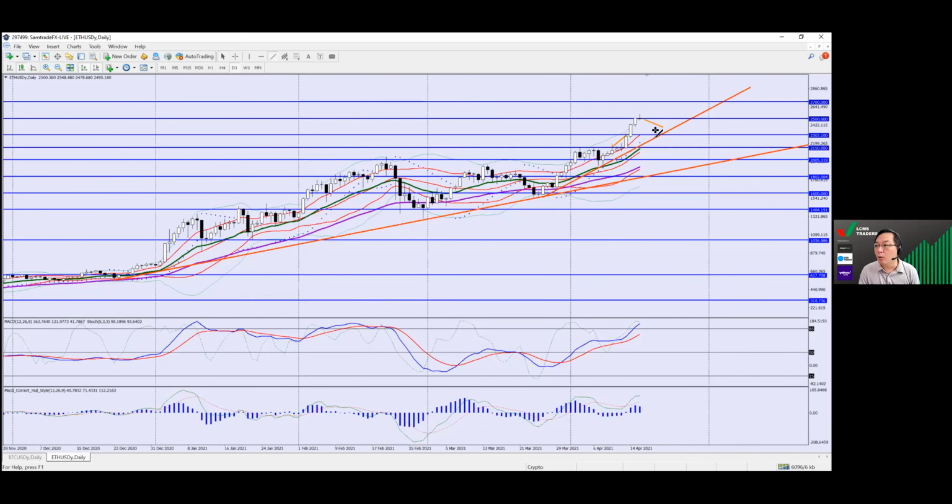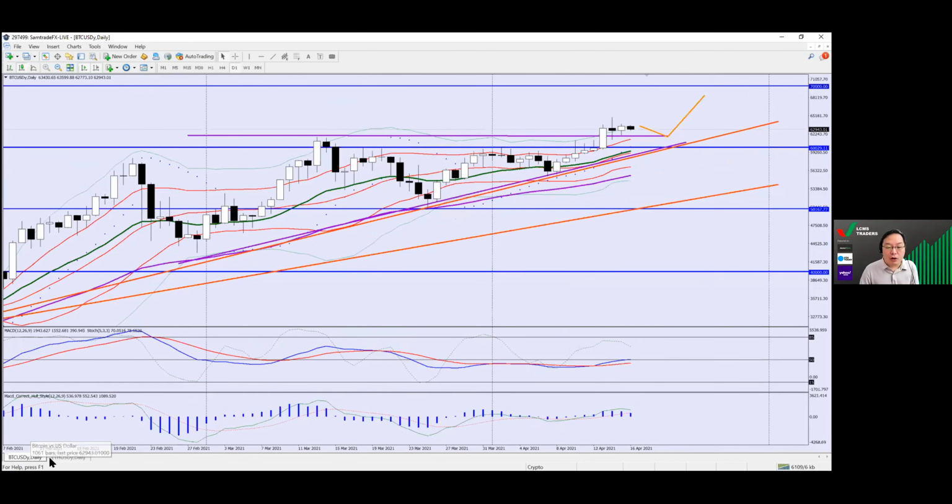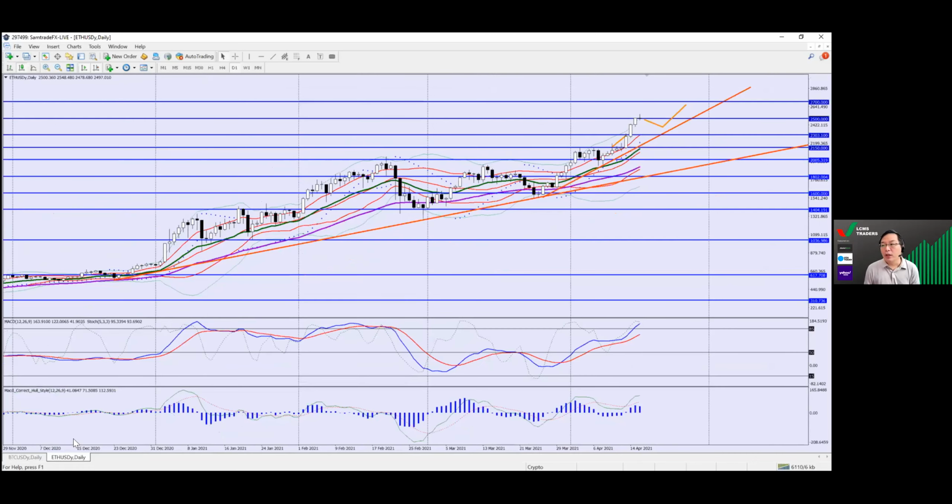Now, if it indeed breaks above the 2,500 range for the Ethereum, I'll be looking for a buy trade, following the trend moving outwards, with a possibility of going to the 2,700 range. So right now, compared to the Bitcoin and the Ethereum, I'm a bit more bullish on the Ethereum, where it will probably go very nicely to a profit of about the 2,700 range.